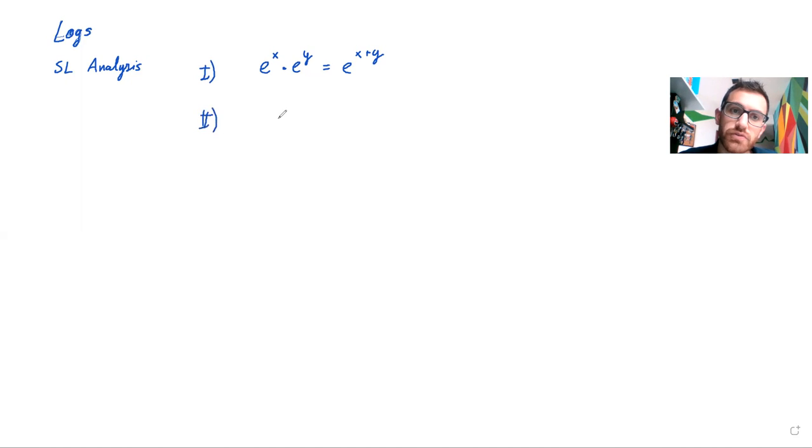Property number two is power to a power. So if you have e to the power of x and then to the power of y, this can be simplified to exponential of, and then here you multiply the exponents. So power to a power, you multiply the exponents. Property number three is similar to property number one, in which we divide powers. We end up subtracting the exponents like this.